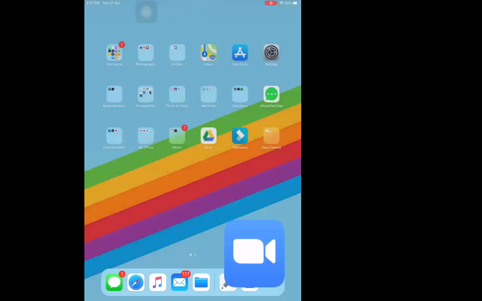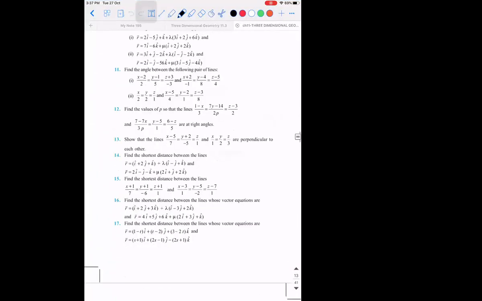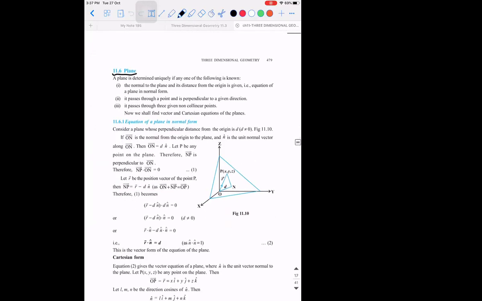So a line is one-dimensional and a plane is two-dimensional. If you need to write the equation of a two-dimensional surface in three-dimensional space, there are three requirements. You will be able to write it provided you know the normal to the plane and its distance from the origin. That is, you know the perpendicular distance to the plane from the origin, and you also know the normal to it, then you can write it.